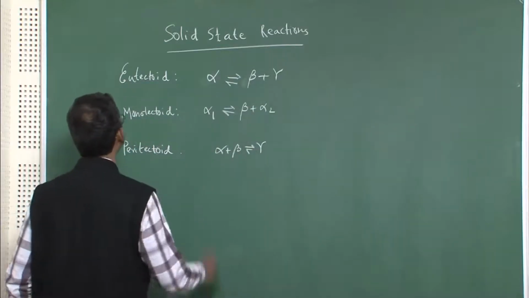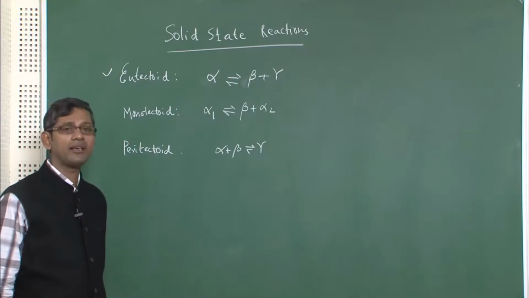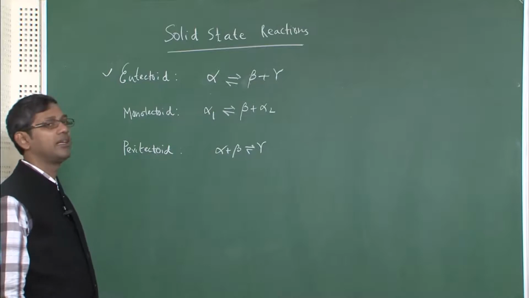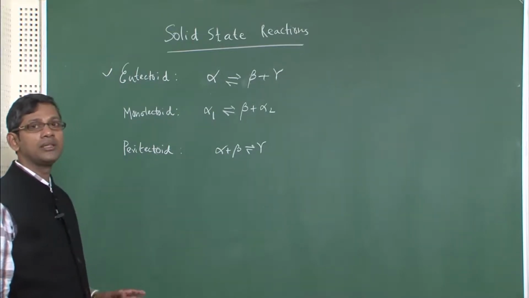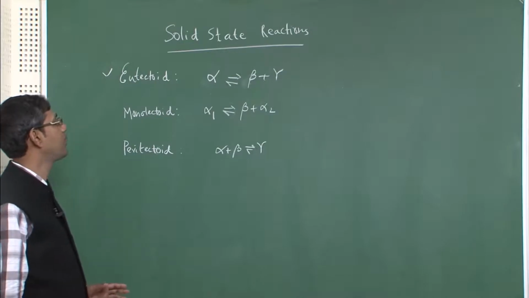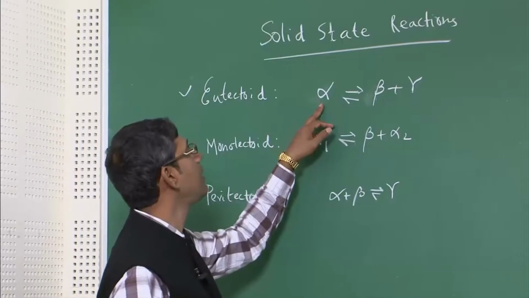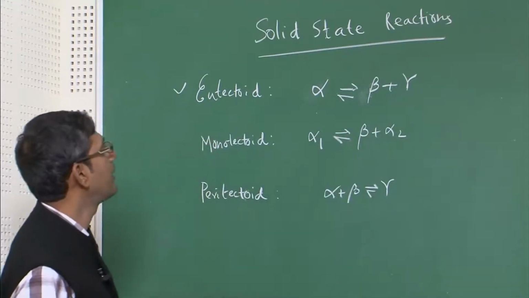The first one is known as the eutectoid reaction, which is what we spend a lot of time on, because eutectoid reactions are present in the iron carbon system, and they control the iron carbon system microstructure and properties. This reaction goes like this: a solid phase alpha transforms to solid phases beta plus gamma. Okay, that is how it happens.